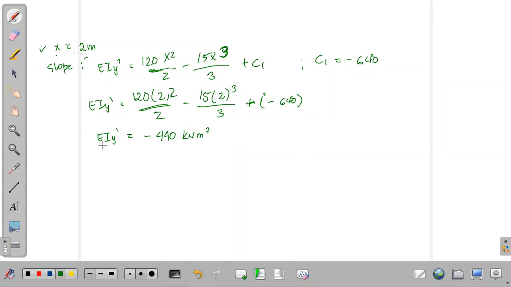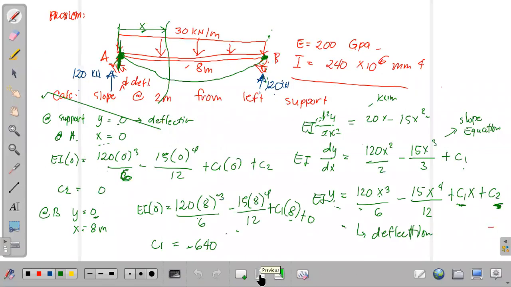Since given naman yung EI natin, pagka hindi given yung EI natin, ilagay nyo lang dyan, yung slope natin is negative 440 kilonewton meter squared over EI. Okay? However, given yung EI natin, ano yung EI natin? 200 GPa, tapos yung I natin is 240 raised to 6. So, substitute nyo lang yan. Okay?